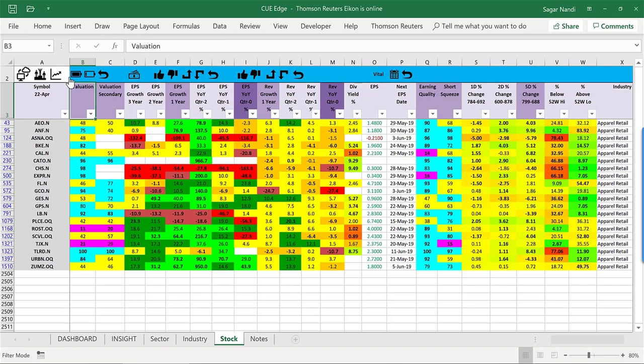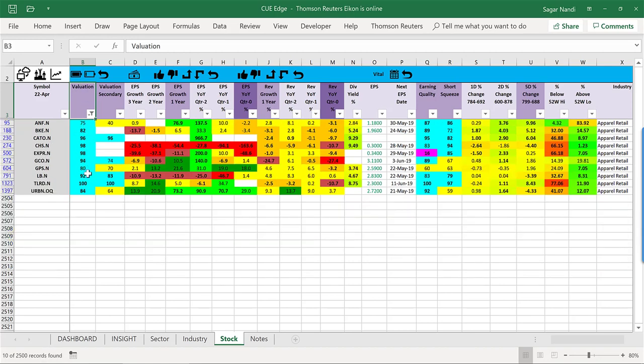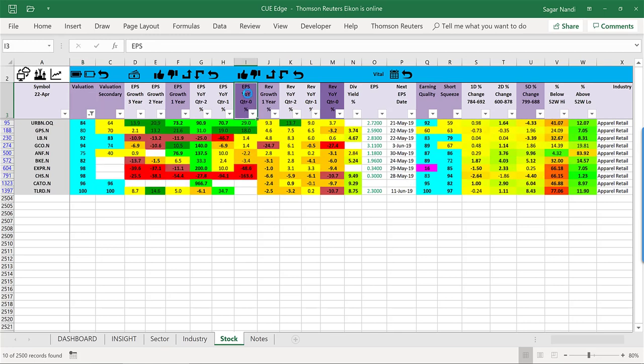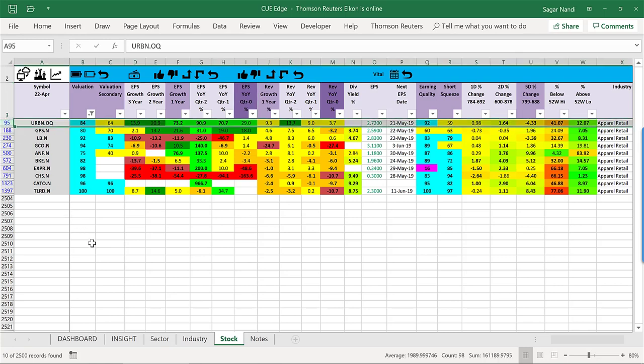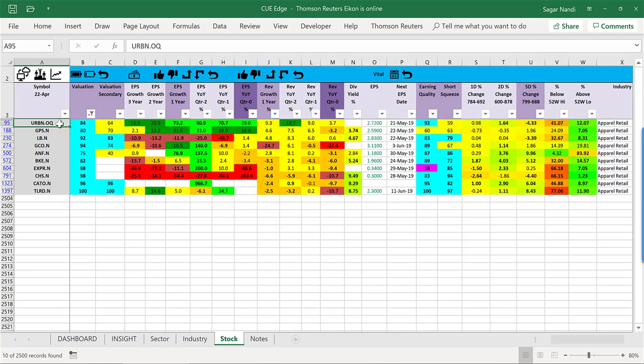We can click the smart filter, this fully charged battery, to look at only the value stocks. Further, we can sort by the last quarter's earnings growth by double clicking on that column. And now we can find URBN as the stock that has the best valuation and earnings growth combination. It is optimally valued. The valuation is in cyan color and its quarterly earnings growth is best among these stocks. You might now look for a low risk buy point on Q technical charts.